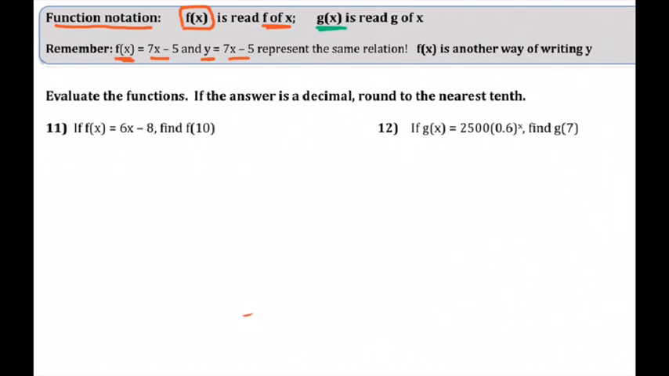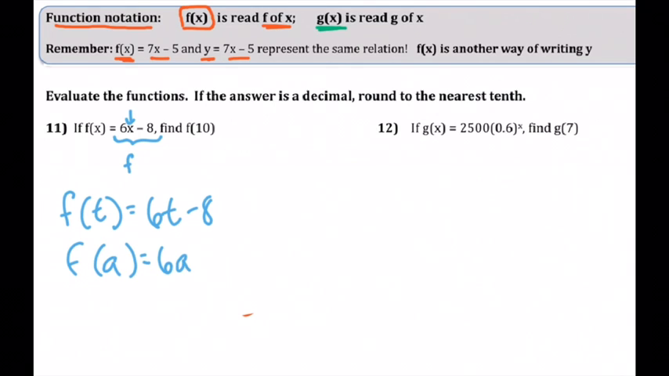So let's start with a function. So number 11, it says if f of x is equal to 6x minus 8. Okay, so first off, this function has a name, and that function's name is f. And it's equal to f of x because the input variable is x. If it was f of t, then it would be 6t minus 8. If it was f of a, then it would be 6a minus 8. If it was f of m, it would be 6m minus 8. Do you get the idea? It's the same function, it's just we're using a different input variable.